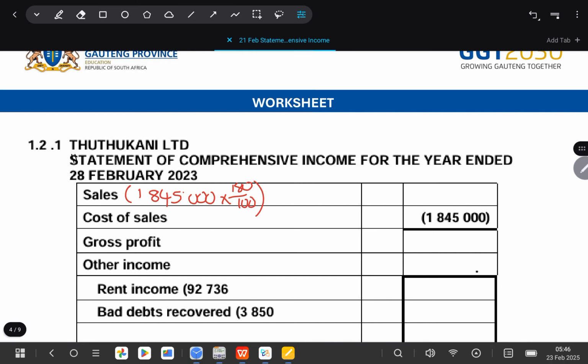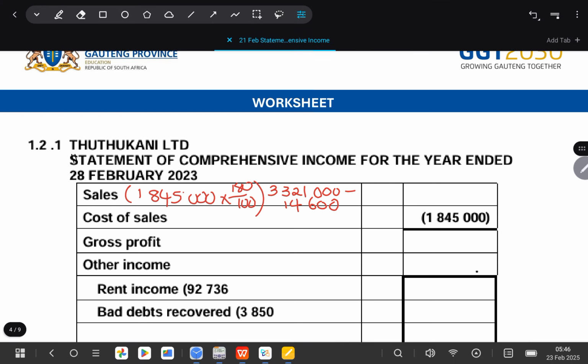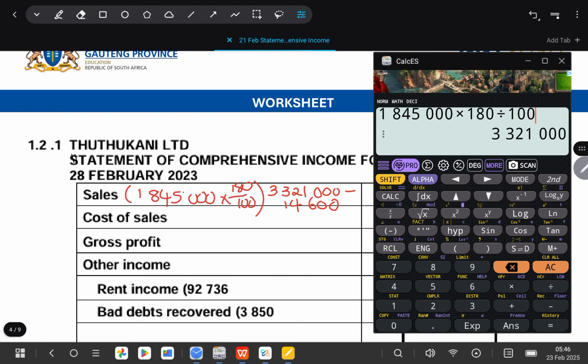Let me check the answer. It gave you 3,321,000. So we got 3,321,000. Then we subtracted the 14,600 for the discount that we offered to our customers. Okay, because of those damaged goods. So if you say 3,321,000 minus 14,600, it gives you 3,306,400.